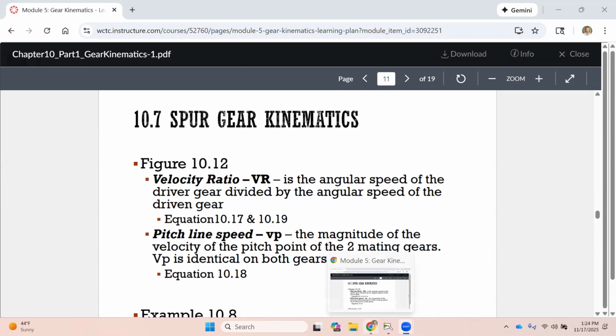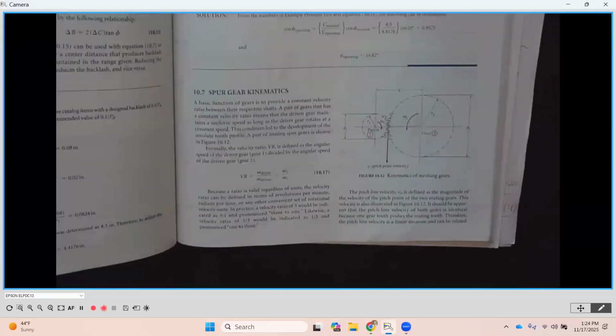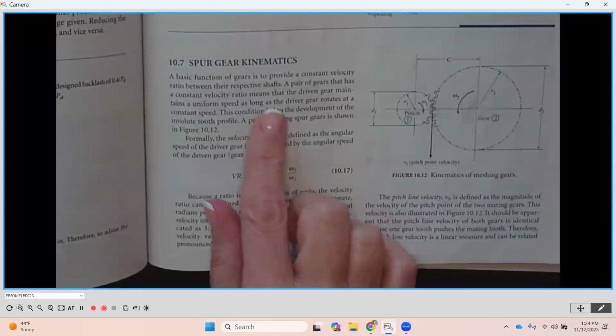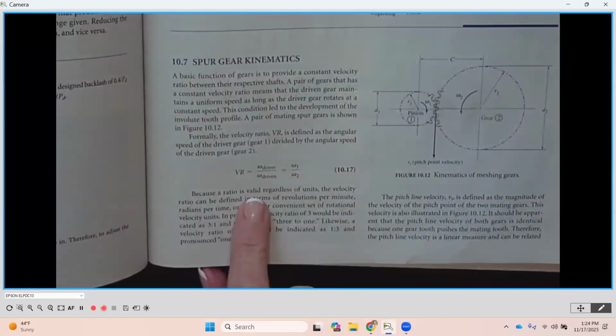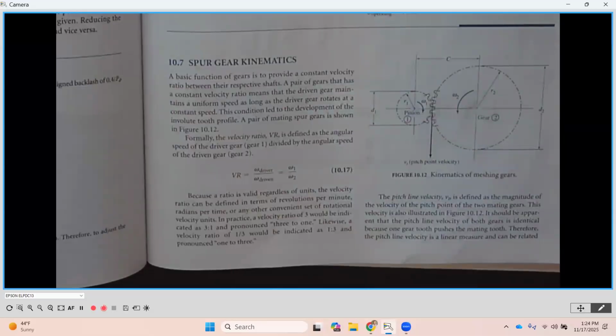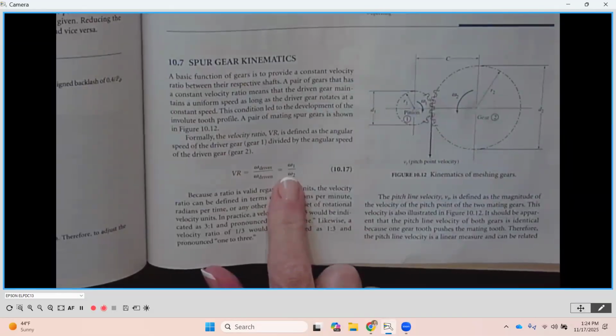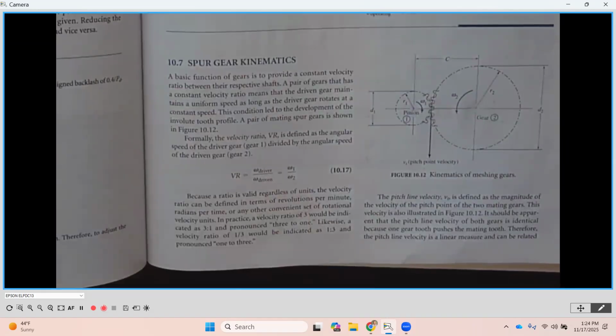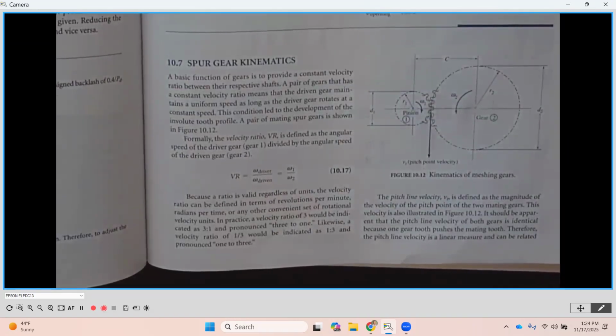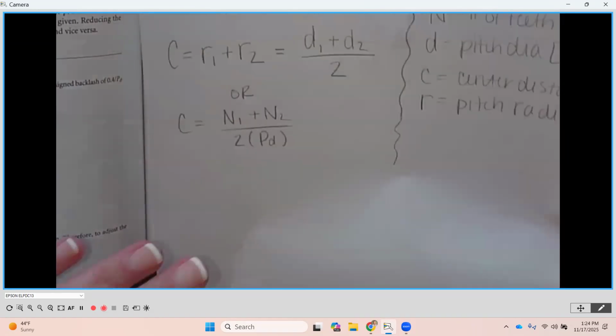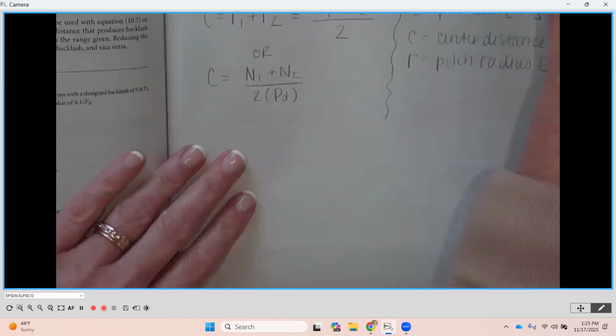So to calculate this, if we go underneath our camera to page 273, the bottom half here is this section that we're looking at on the PowerPoint. It's 10.7 spur gear kinematics. And the equation for velocity ratio is simply going to be the angular velocity of the driver, which is the higher speed gear, divided by the angular speed of the gear. So this is going to be another equation that we want to add to our equation sheet.